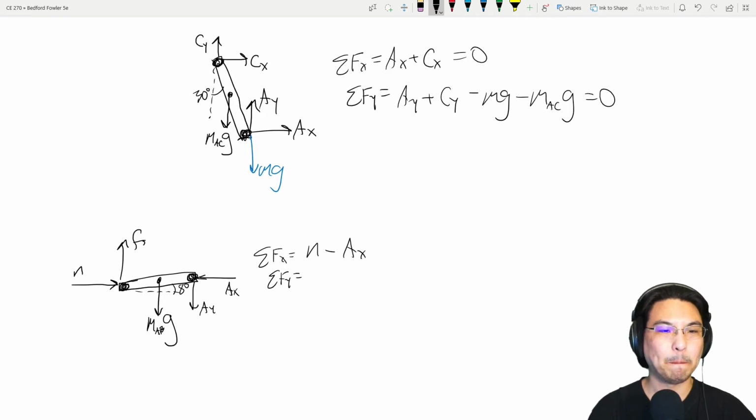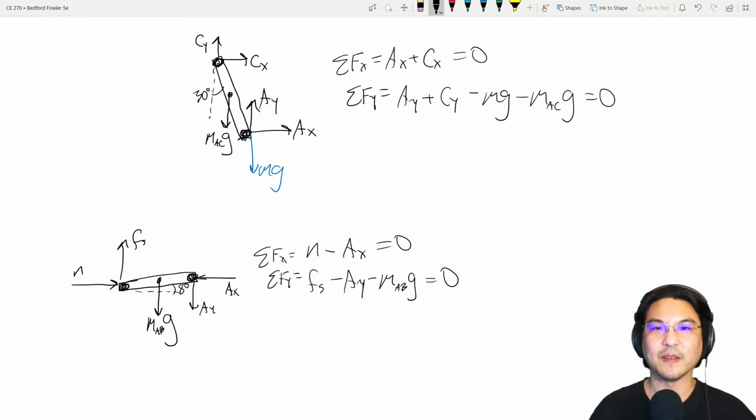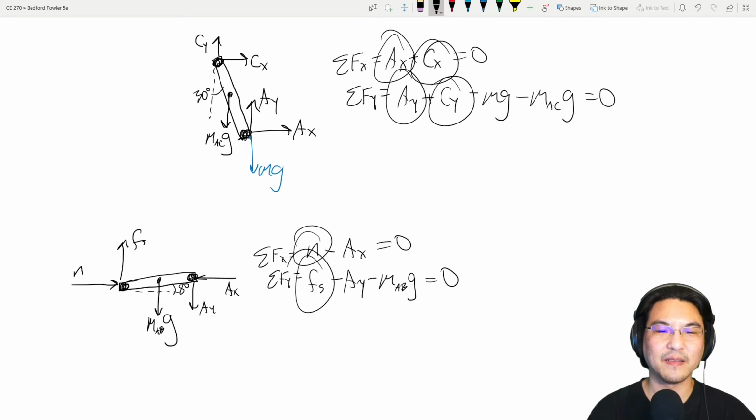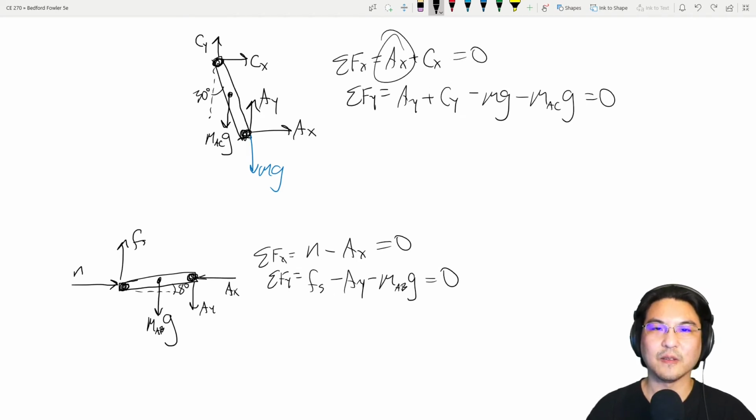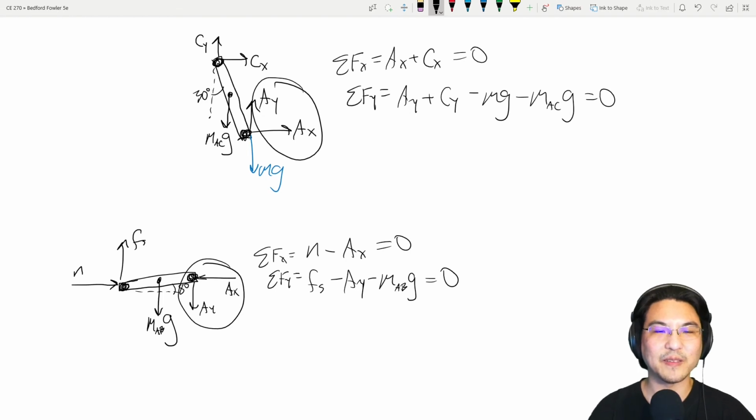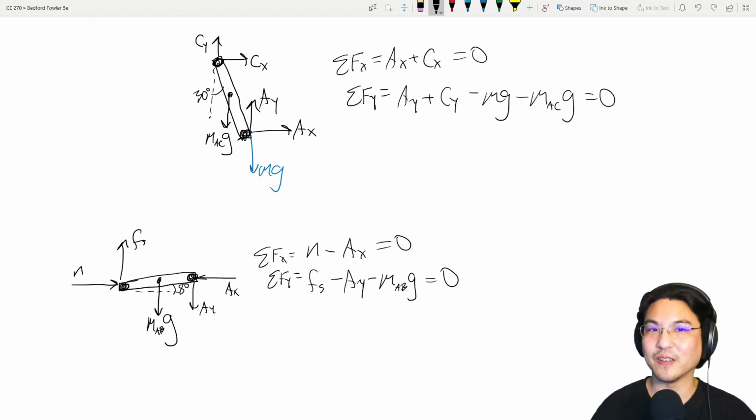Okay. All right, so x direction, N minus AX. That's it. Okay, y direction, F, the static friction minus AY minus M, the weight of the bar. Okay, now we have so far 6 unknowns: AX, AY, CX, CY, and friction. So the unknowns that both have in common definitely are AX and AY, because it shows up in both places.